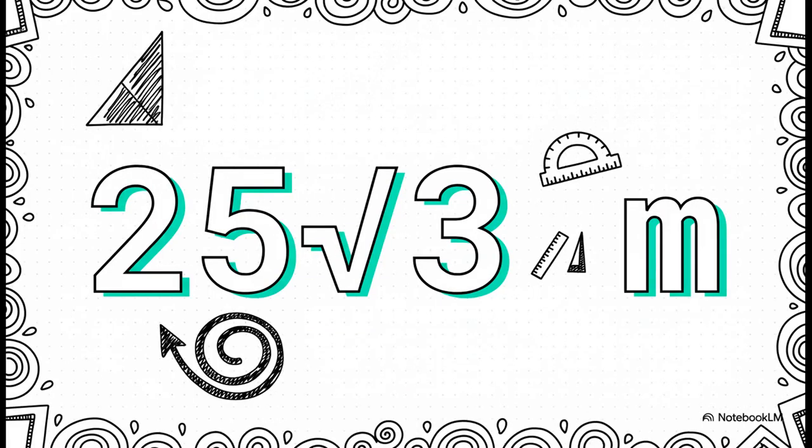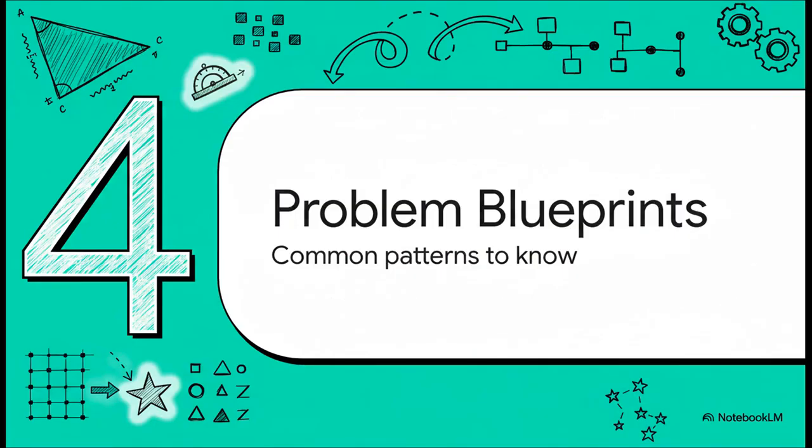But wait, we're not done. The question asked for the height, remember? So we just plug our new value for x back into that first equation, and the final height of the tower is 25 times the square root of 3 meters. See? When you break it down, it's just a clear, methodical process. You can do this.